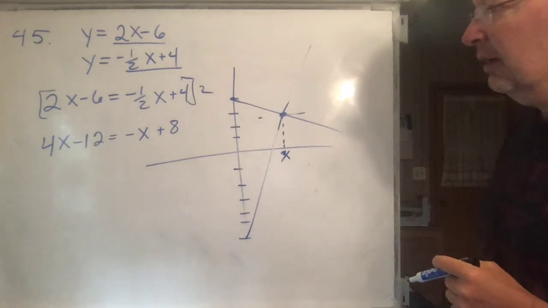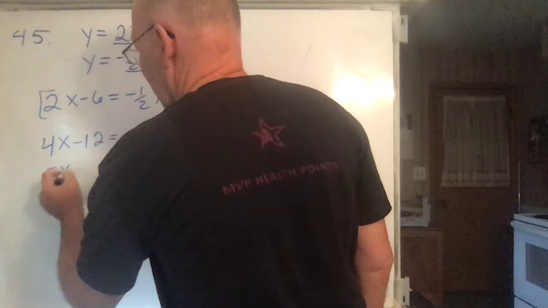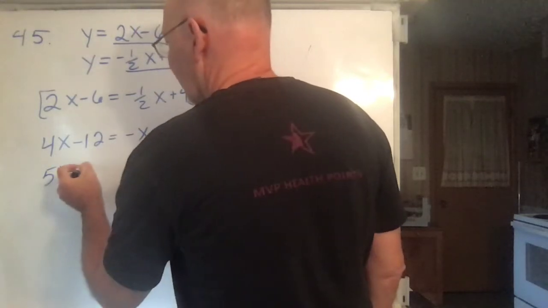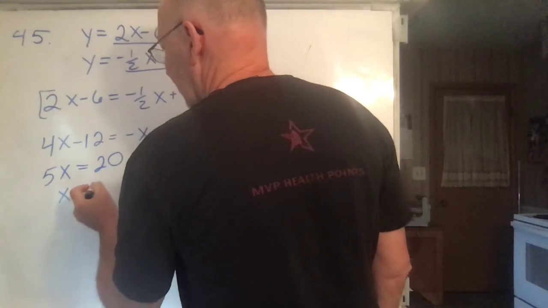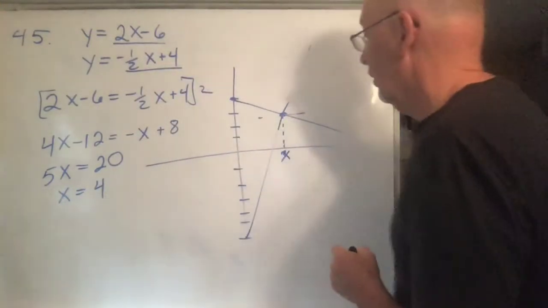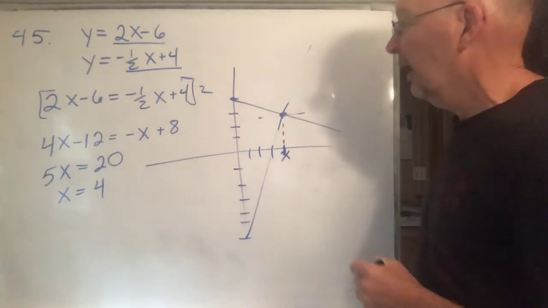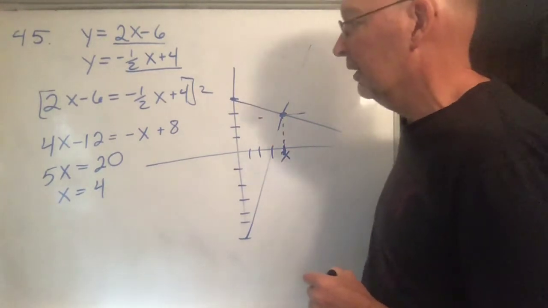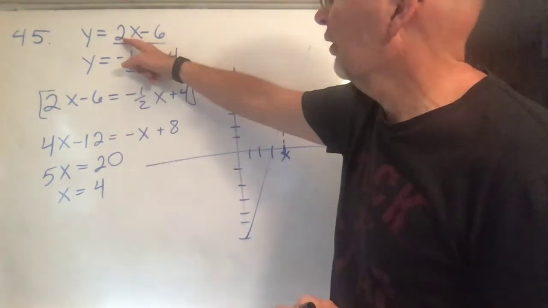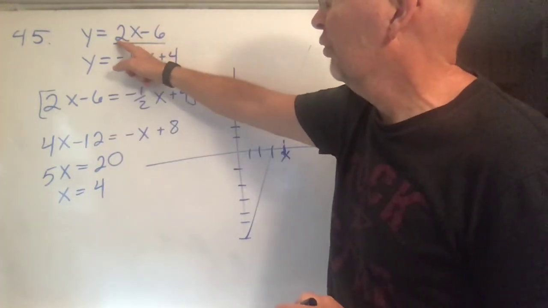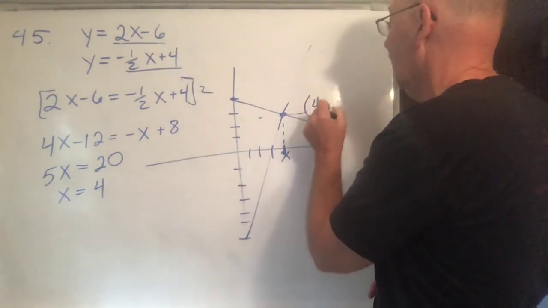Now I can add x to both sides, and I'm going to get 5x, and I'm going to add 12 to both sides and get 20, and then divide both sides by 5, and I get x is equal to 4. Oh, that looks about right. 1, 2, 3, 4. And what's the y value going to be? If x is 4, you're going to get what? 4 times 2 is 8. 8 minus 6 is 2. So there's the point (4, 2).